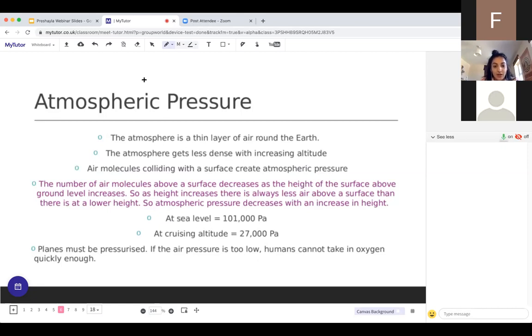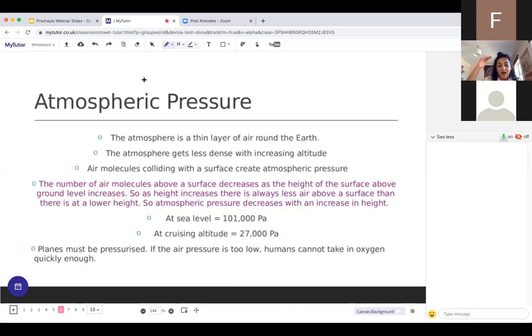So air molecules colliding with surfaces create atmospheric pressure. Constantly around us, air molecules are colliding, and therefore we have an atmospheric pressure. Now, the number of air molecules above a surface decreases as the height of the surface above ground level increases. So what that means is the higher up we are, the less air we have, the fewer air molecules we have. As height increases, there is always going to be less air than at a lower height. So at sea level, enough air.